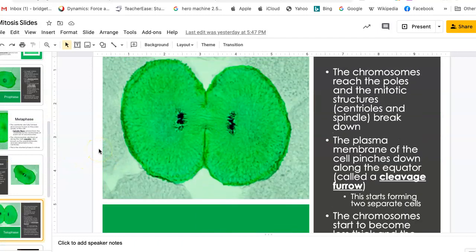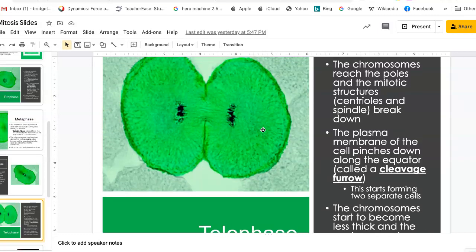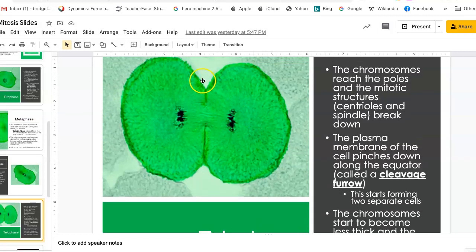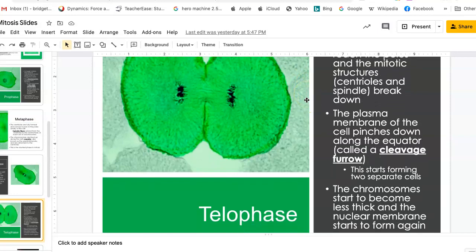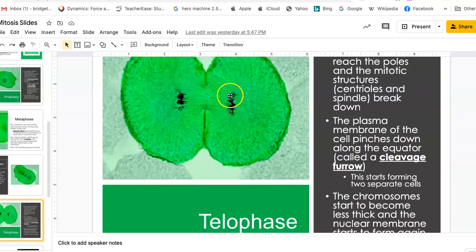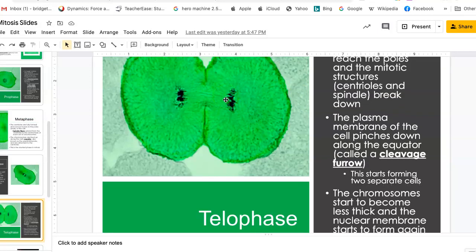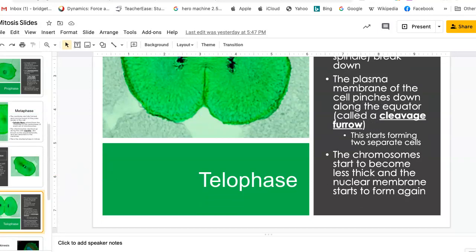Now we're in telophase. Look at this. You're starting to see two new cells, right? So the chromosomes are reaching the opposite poles, and those centrioles and all of that start to separate and break down. So the plasma membrane of the cell pinches down the middle, so it starts to make two new cells. That's kind of cool. And the chromosomes start to become less thick, right? So they're going back to what they were before, if you think about it. They're not as thick and not getting ready for cell division because they've already divided.